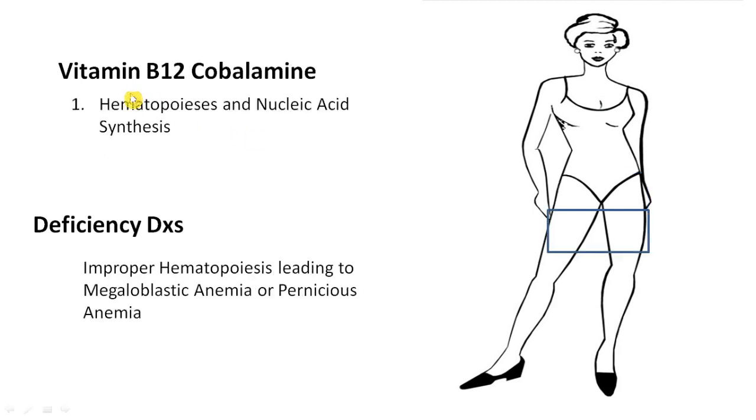The next thing is vitamin B12, which is cobalamin. Here you can see the bone marrow, somehow you can remember it in the femur. Now it helps in hematopoiesis and nucleic acid synthesis, and its deficiency will cause improper hematopoiesis, which will lead to megaloblastic anemia and pernicious anemia. So you can memorize it there.